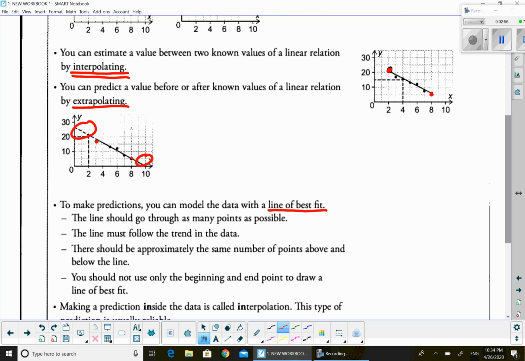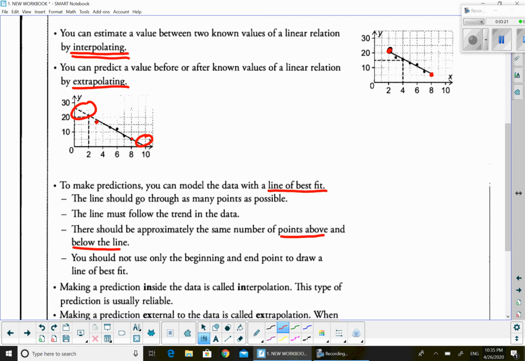You should have some points above, you should have some points below the line so that it is balanced. You shouldn't have too many below and not enough above, that sort of stuff. And you shouldn't just do a line of best fit that just connects the first and last points. That makes no sense. One last thing that's not written here is that a line of best fit doesn't have to go through 0, 0.